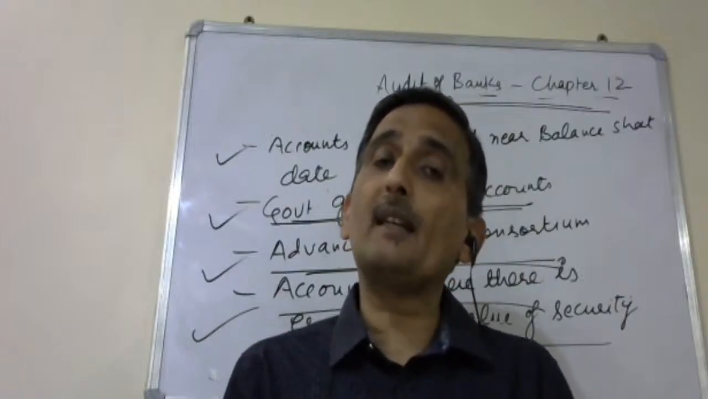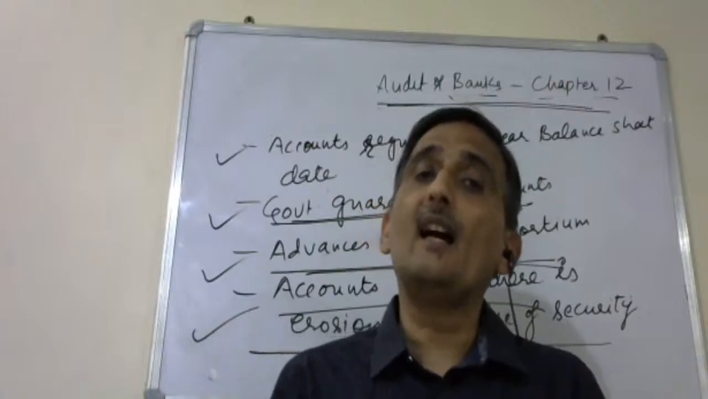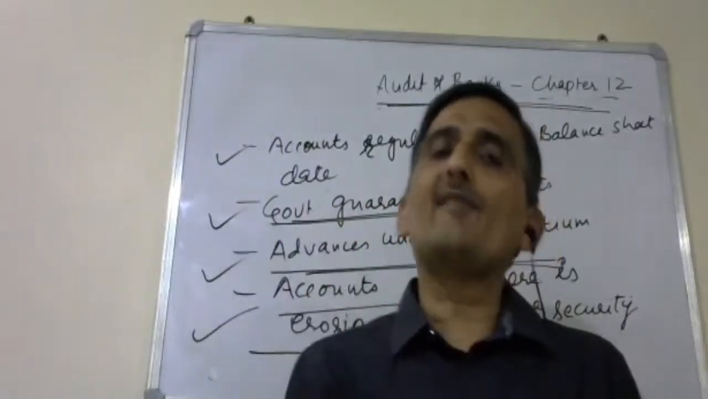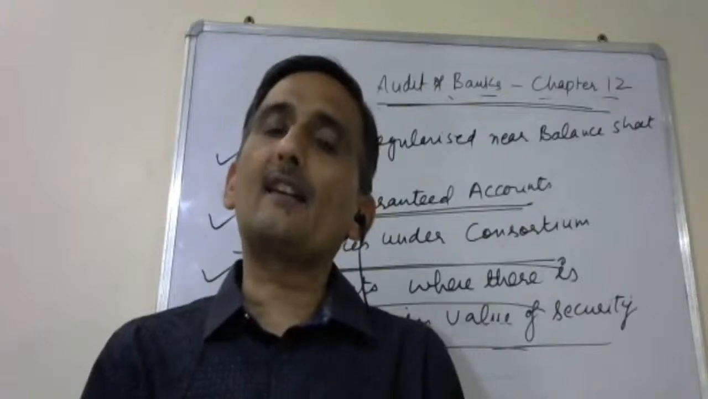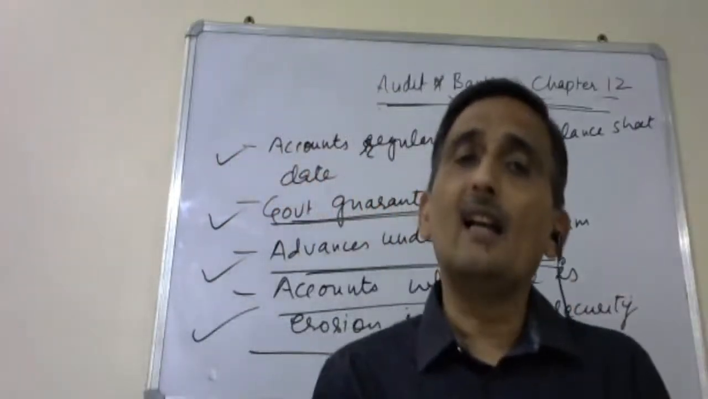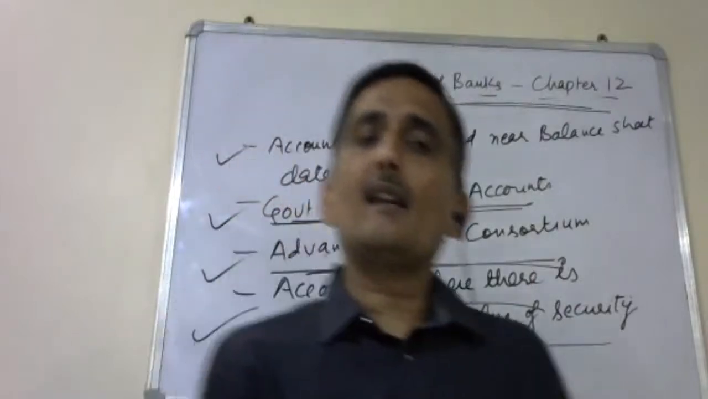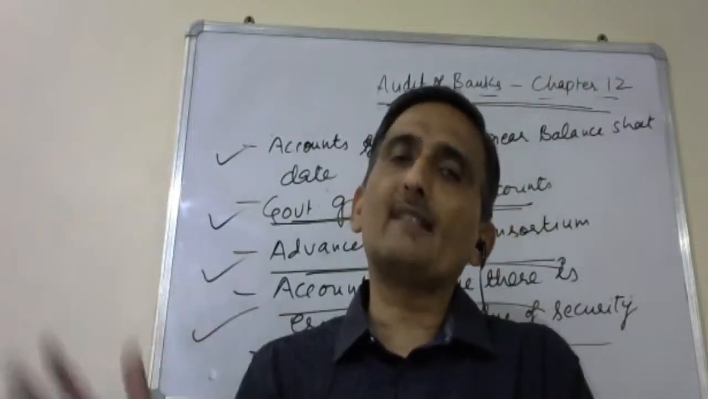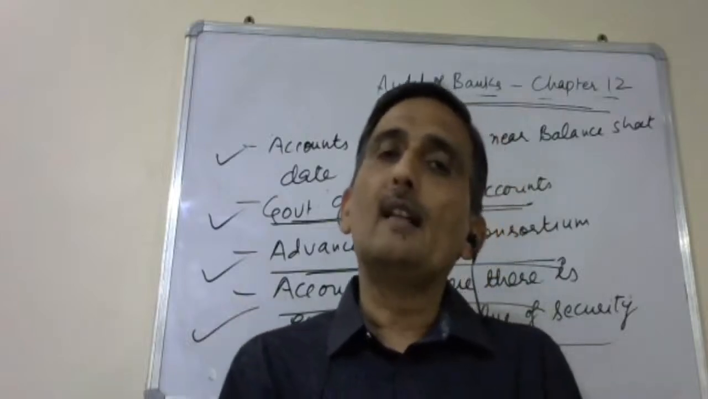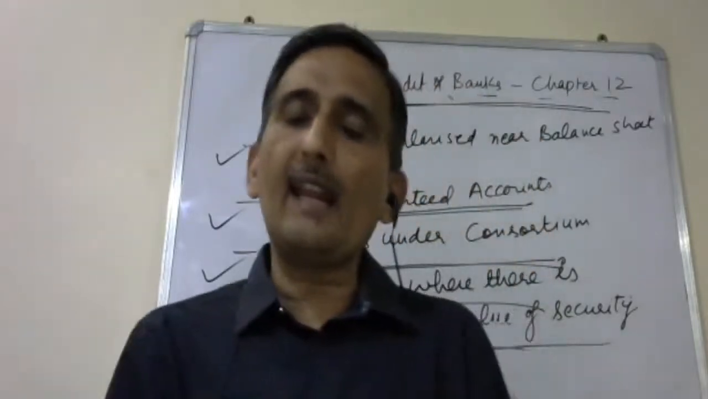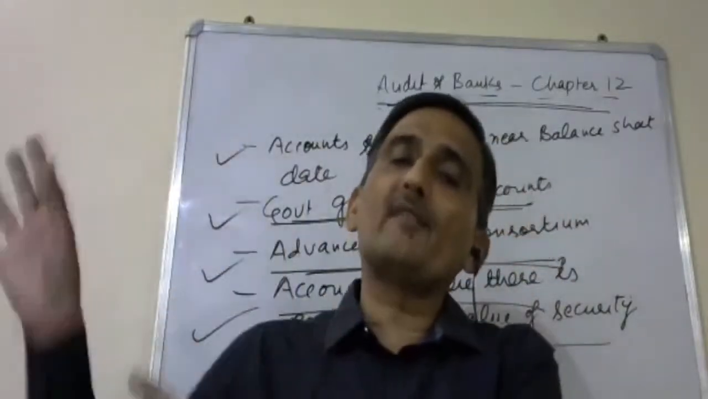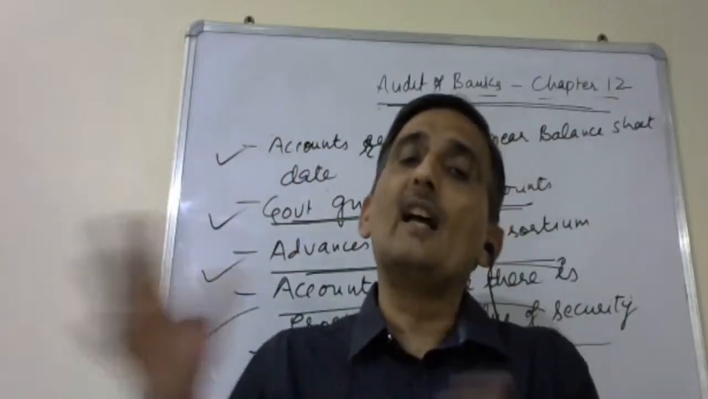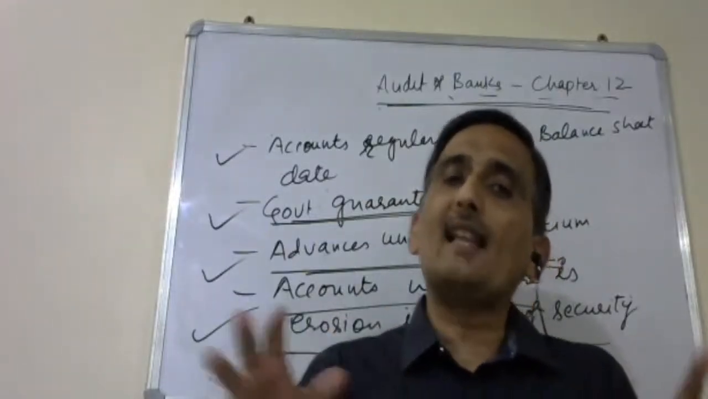In what condition can it happen? It is discussed under the head of accounts where there is erosion in value of security. Erosion means a gradual decline in value. So there are two conditions. Say the bank has granted a loan to some party, and at the time of granting the loan, the value of the security was assessed by the valuer. Now the realizable value of that security is less than 50% of the value put by the valuer at the time of sanction.